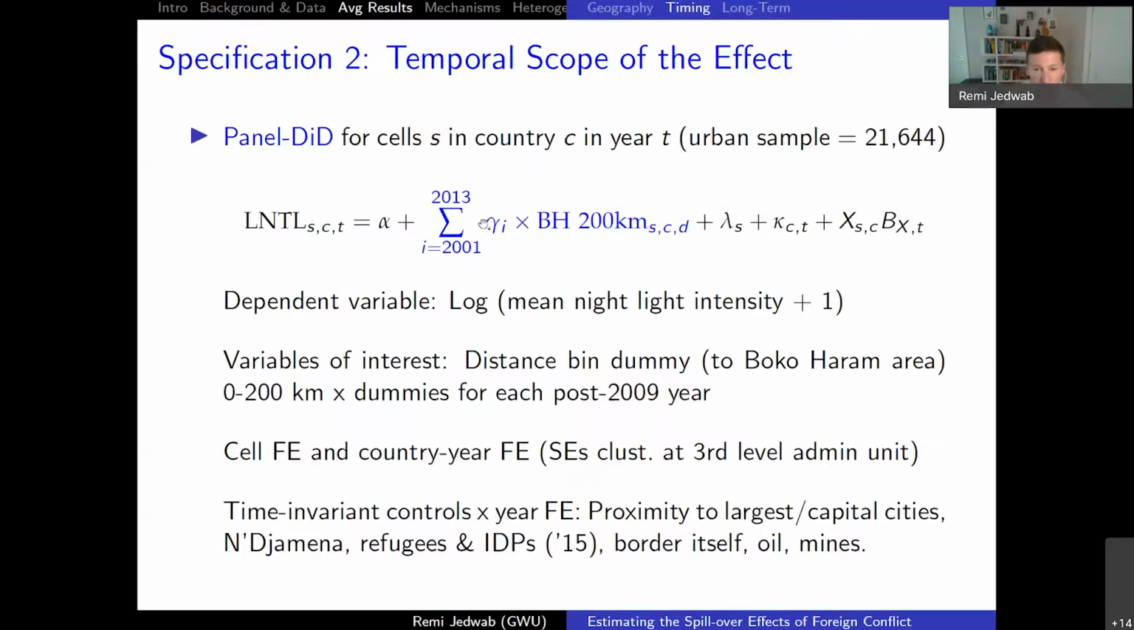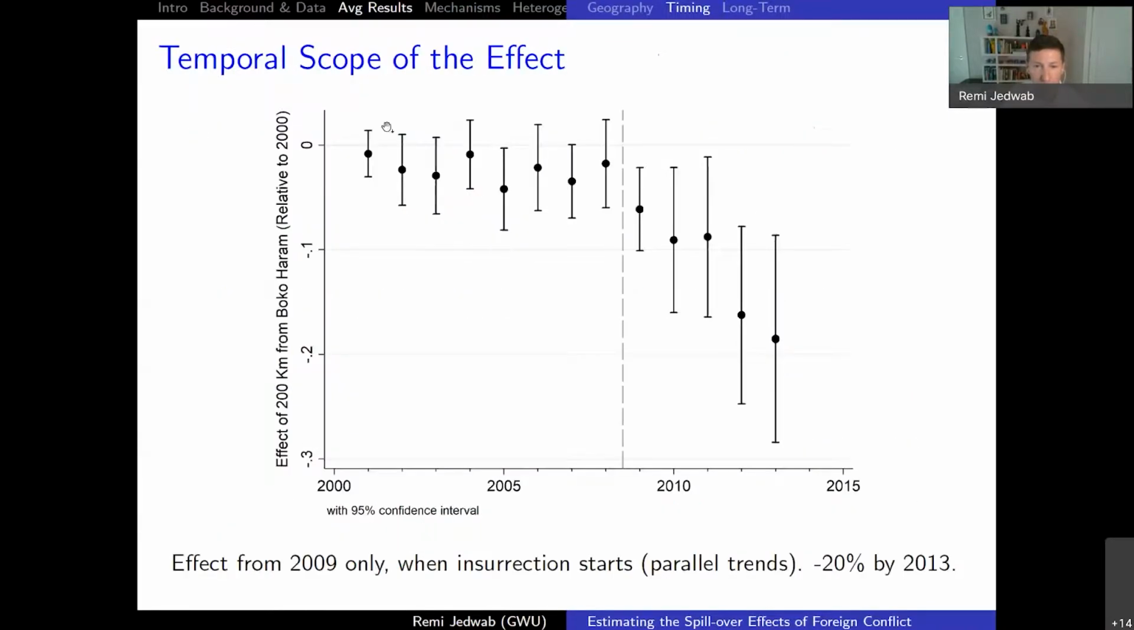So we can do the next analysis, which is, okay, we have this dummy, are you within 200 kilometer? We're going to interact that with year fixed effect. And what it allows us to do is to check for parallel trend, that indeed, before Boko Haram started, you have no effect more or less. Once you get Boko Haram, you see this very negative effect in these border regions. And by 2013, the end of the period, we get an effect of -20%. So it's a very big effect. And again, Boko Haram did not enter these countries at the time, so it's not a direct effect of Boko Haram, it's an indirect effect.